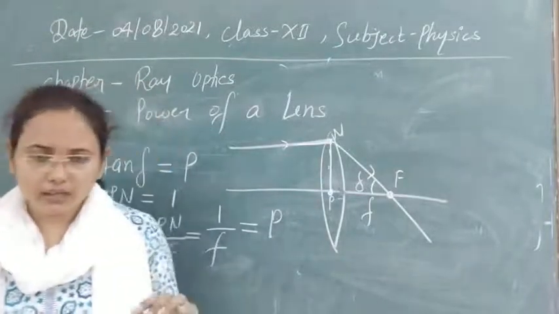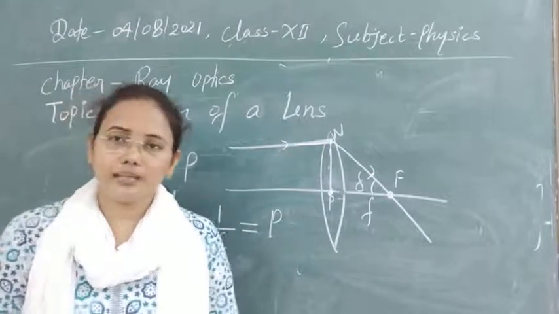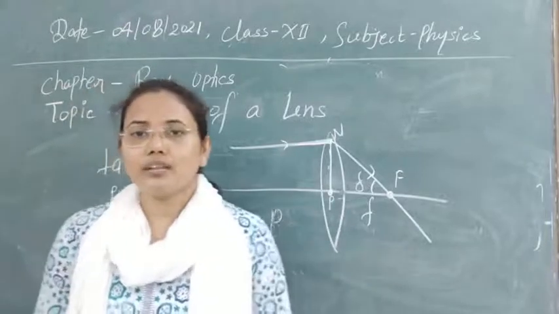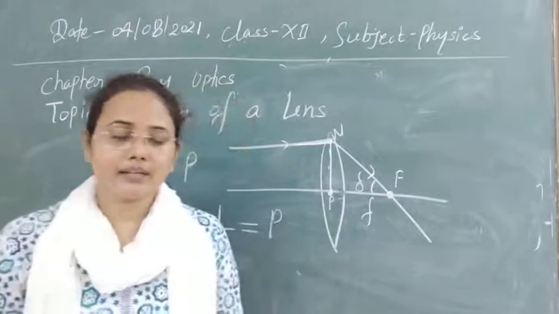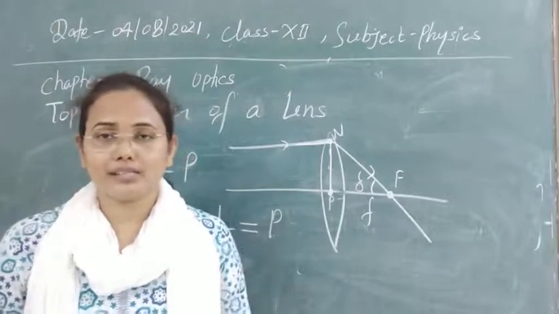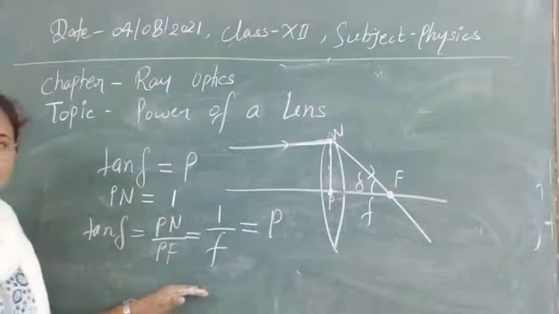Easily, if you know the focal length of any lens, then you can understand the power. It means the less the focal length of the lens, the greater the ability to converge the light for the convex one. The less the focal length, the greater the ability to diverge the light for the concave lens. So this is our concept to define the power of the lens. I think that is now clear.